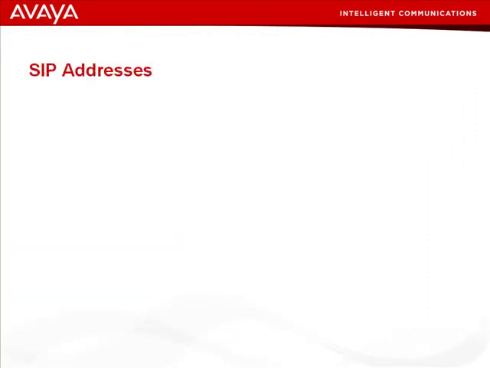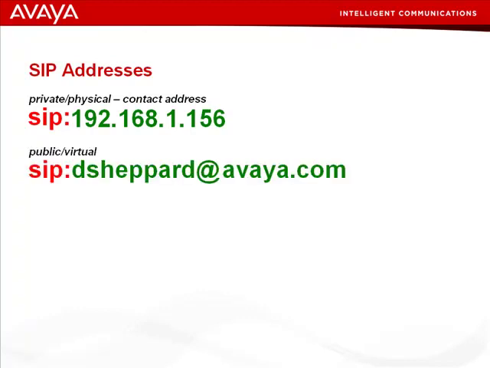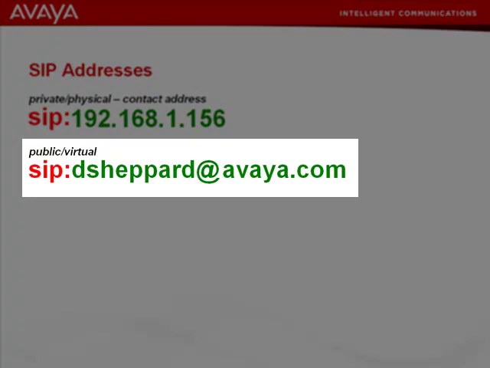Let's talk for a moment about SIP addresses. We've seen already how the IP address of a user is included in his contact address. Now this contact address is sometimes known as a private address or a physical address. Now SIP also has the notion of a public SIP address made of a username and a host name prefixed by the letters SIP. It's this public SIP address that we'll give out to our friends. In other words, this is the address that they'll use typically to call us.